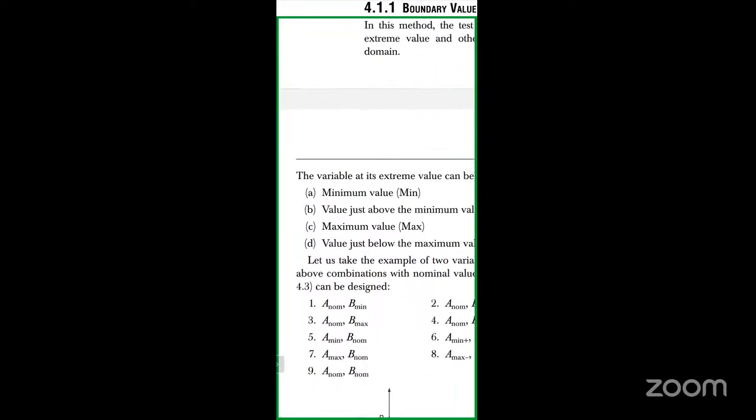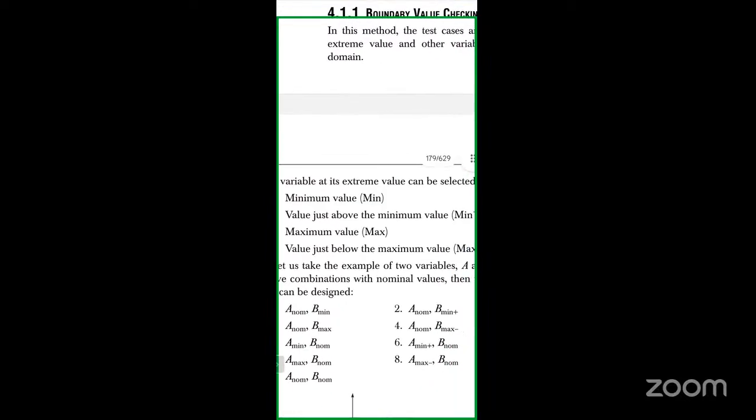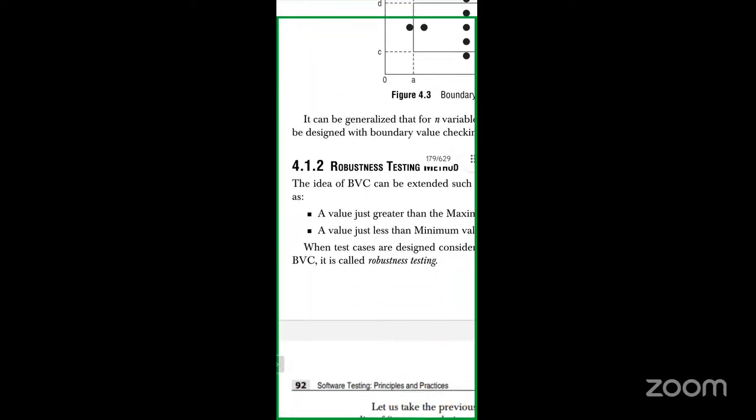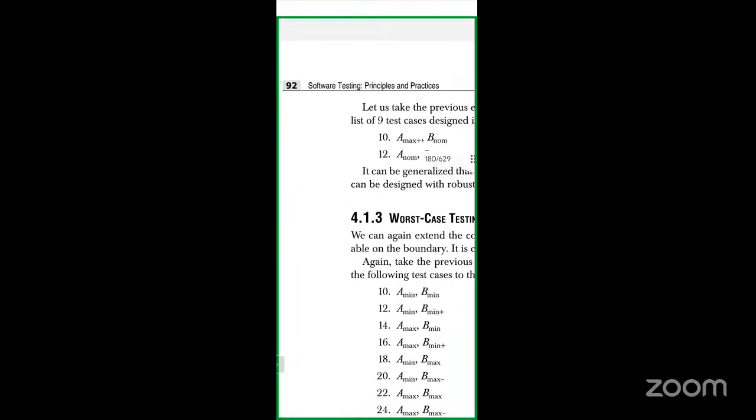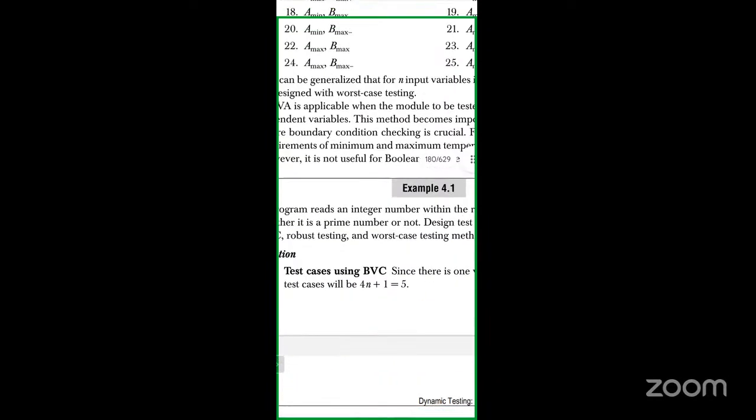4, sir. 4 values we need to check. That is the minimum value, just above the minimum value, the maximum value, and just below the maximum value. That is 4 values we are going to check, and our n value is only 1. So 4n plus 1, with n being 1, that is 5 values. That is, the test cases we are going to check is 5.